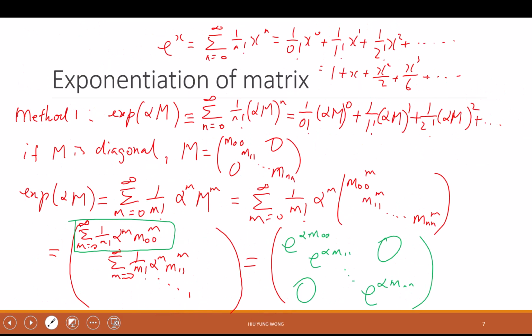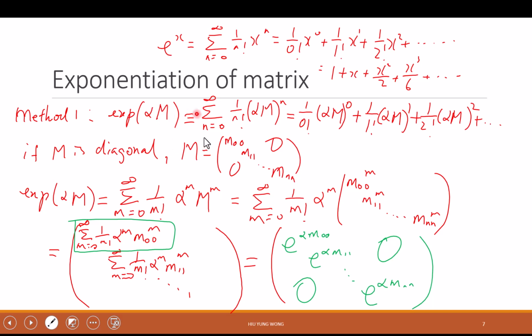How do you exponentiate a matrix? By definition, it can be done by using the Taylor expansion, right? This is just the definition. So the exponent of alpha M, where alpha is just a number, a scalar, can be a complex number.